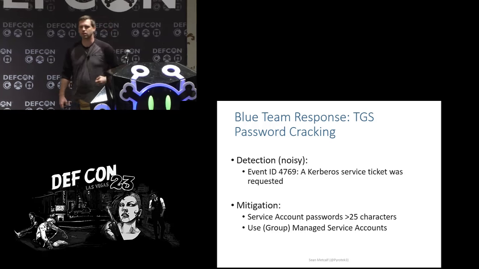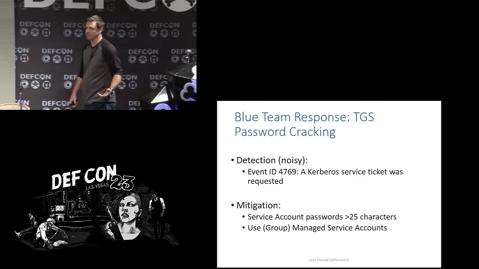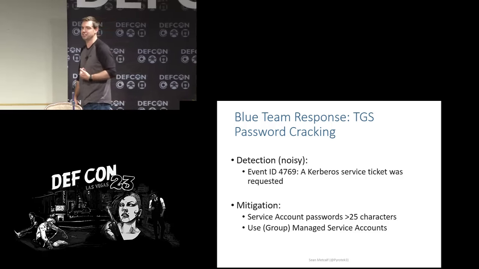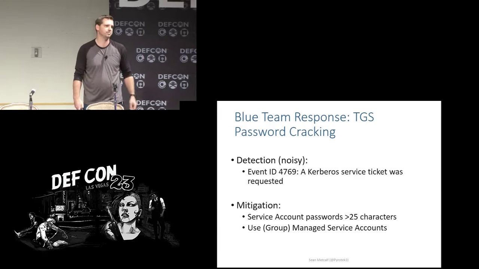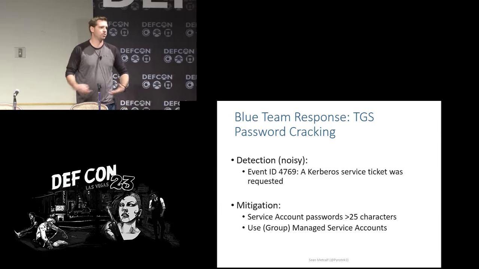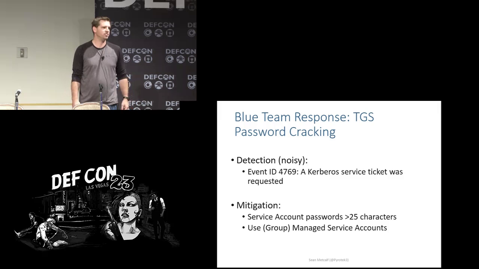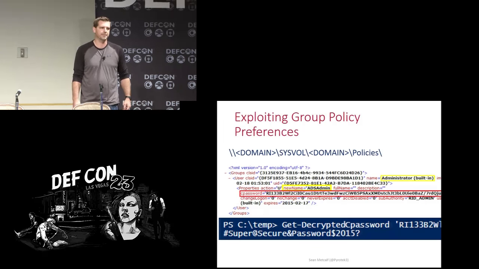Now, if you want to detect this, it's going to be a little bit difficult because if I'm a sneaky attacker, I'm going to just ask for a couple of service principal names every so often. How are you going to notice that with this flood of 4769 events that are coming in?